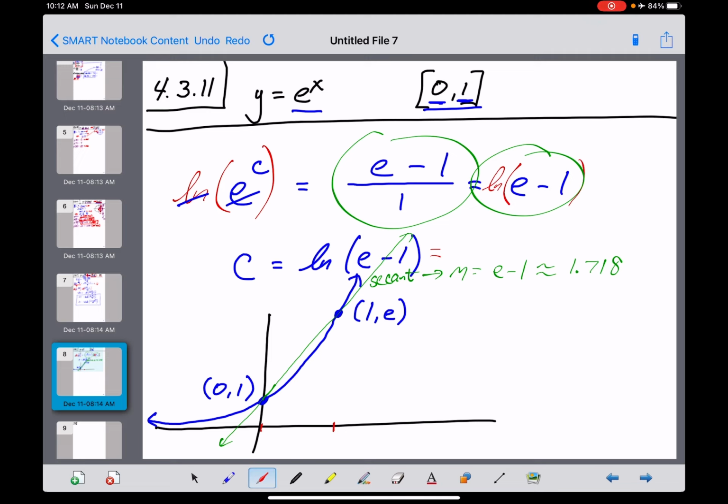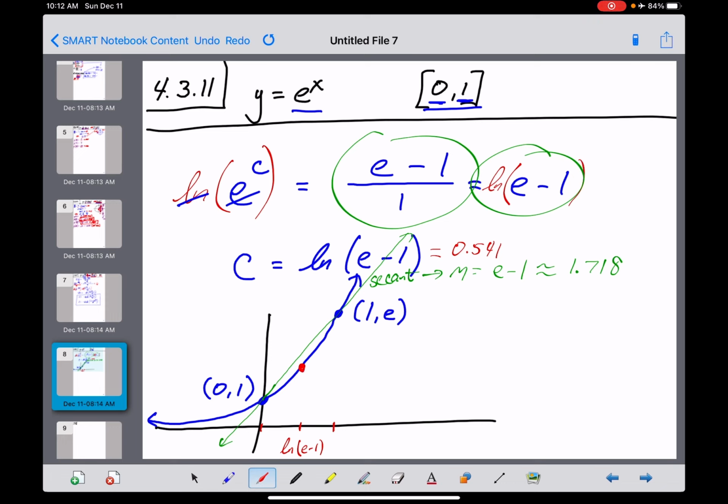Okay. And I got 0.541. Now again, that is your x value. So 0.541 would be maybe right about here. I'm just guessing here, guys, but I'm going to write that as the natural log of e minus 1. And so my point of tangency would be maybe right about here.